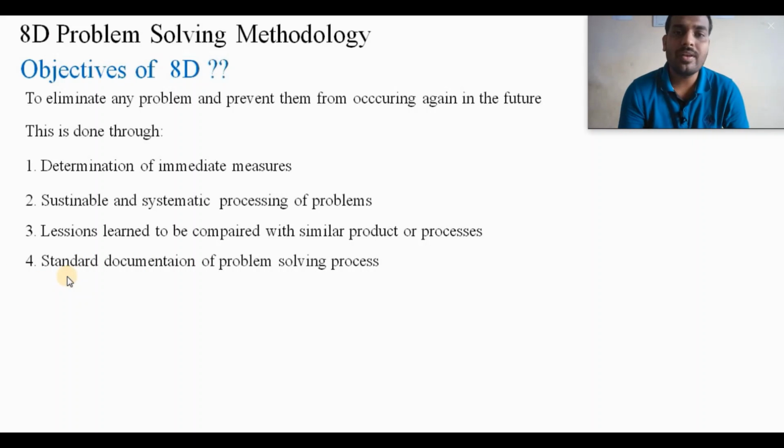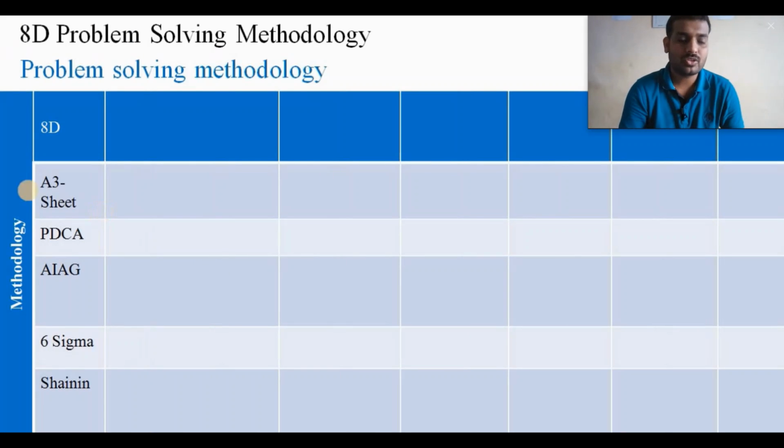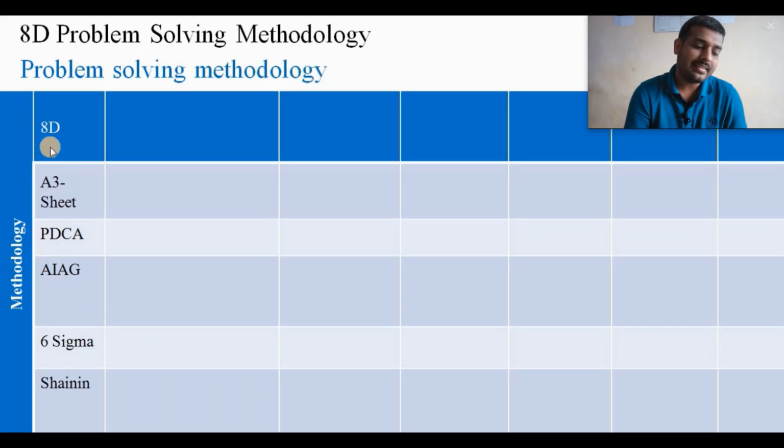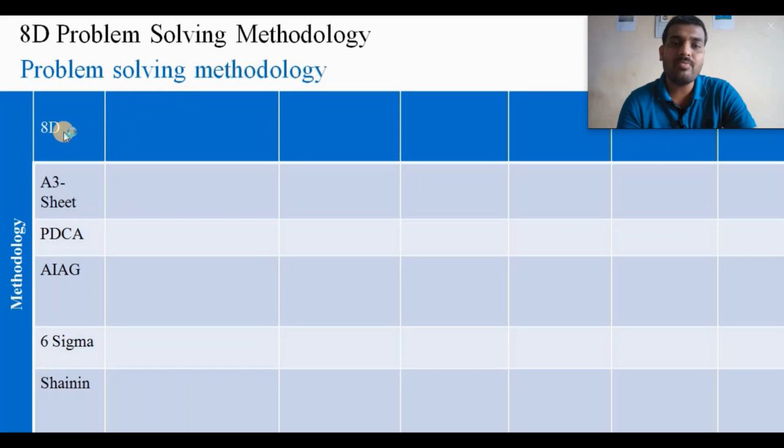Okay, now we will learn various types of problem solving methodologies. As you can see, I have written various types of methodologies like 8D, then A3 sheet, then PDCA, then AIAG. AIAG stands for Automotive Industry Action Group. Then Six Sigma, you all might be aware of Six Sigma, and then Shainin. Okay, Shainin is an advanced methodology. So now we will learn in brief what those methodologies contain. Okay, so the first is 8D.